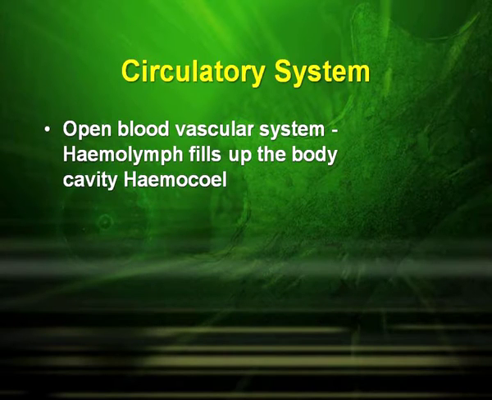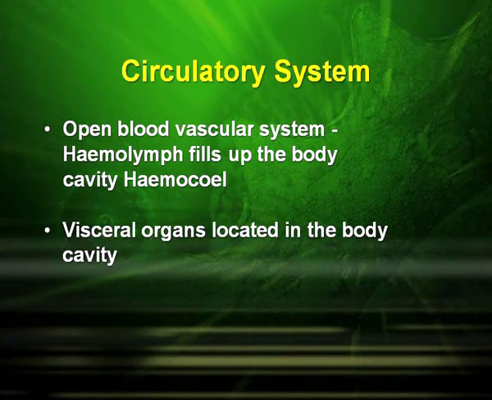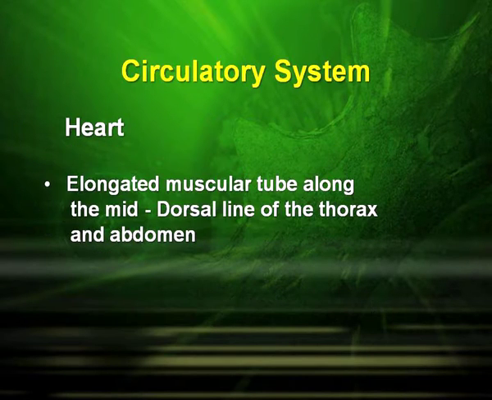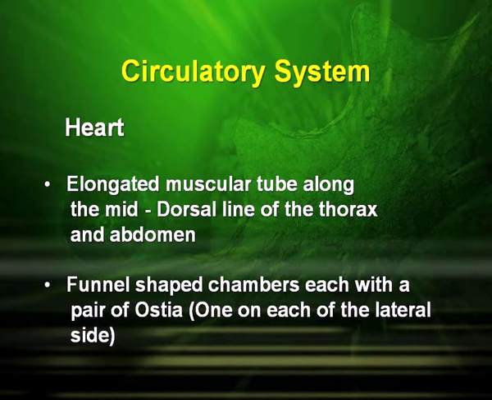In cockroach, they have an open blood vascular system. They have the hemolymph which fills up the body cavity, which is the hemocoel. The visceral organs are located in the body cavity, and the hemolymph is made up of colorless plasma and hemocytes. Their heart is an elongated muscular tube which runs along the mid-dorsal line of the thorax and abdomen. They have funnel shaped chambers, each with a pair of ostia, found one on each lateral side.